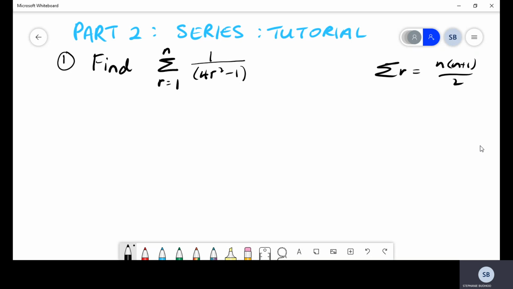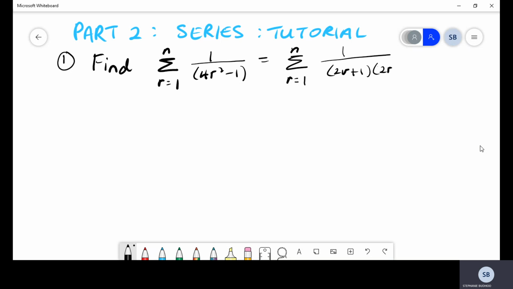But what we can do is try using partial fractions to see if we can separate this out into a simpler form to work with. The denominator, you should recognize, is the difference of two squares. So my first step would be to rewrite this as 1 over the difference of two squares, (2r plus 1)(2r minus 1).